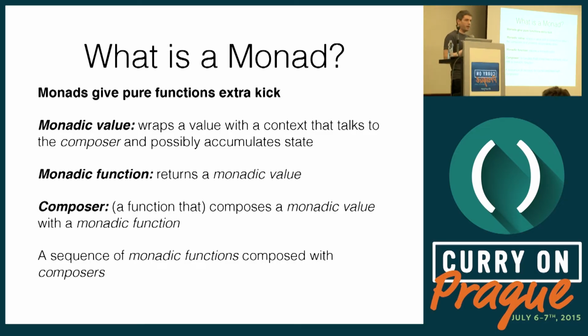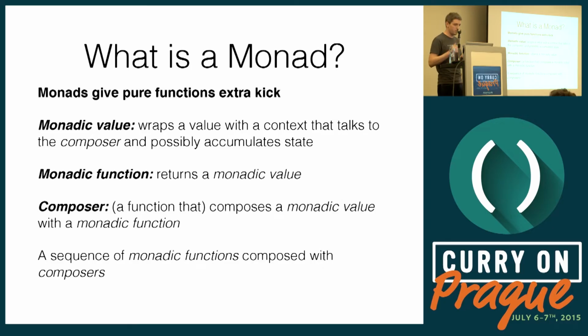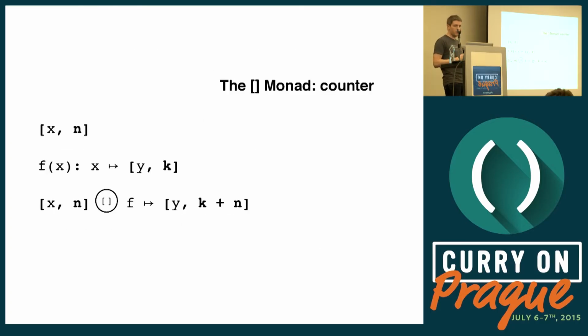First, the monadic value. A monadic value takes a simple value, say the number 3, and wraps it in a context. A monadic function is a function, a pure function, it has to be because we're in pure languages, that returns a monadic value. And the composer, in Haskell it's called bind, takes a monadic value and composes it with a monadic function. Together you can form a chain of monadic functions. Each of them returns a monadic value, and the composer chains it to the next. This way you create a sequence of computation steps, and we'll see how all of them together can do something useful.